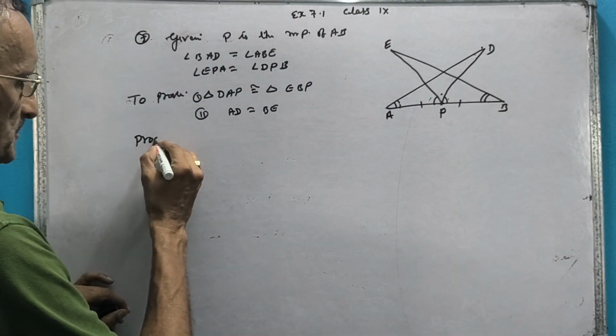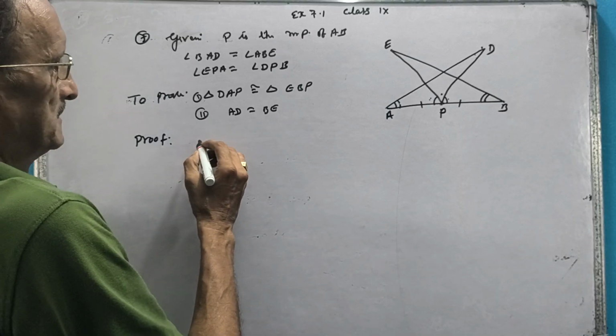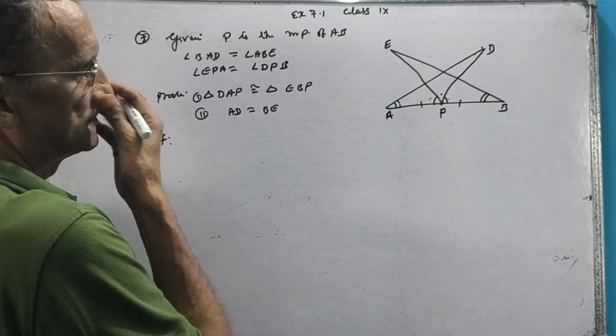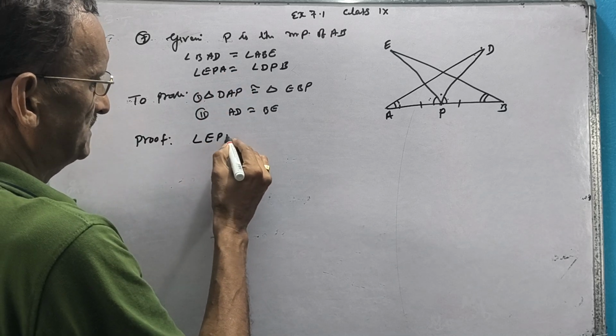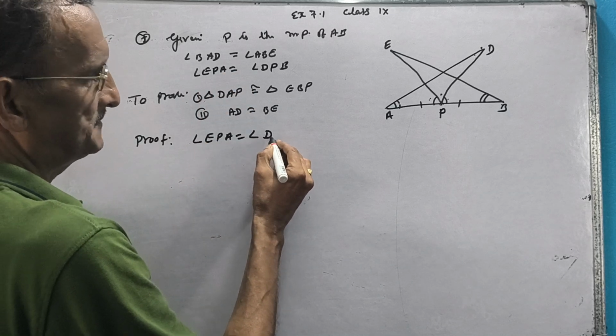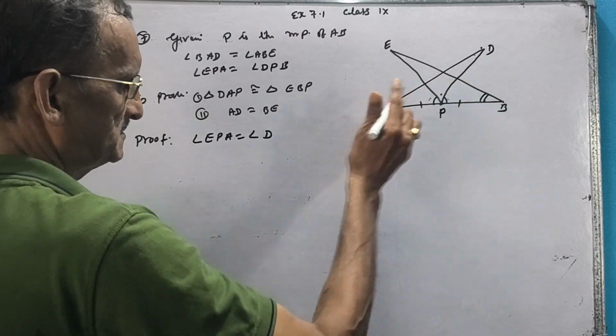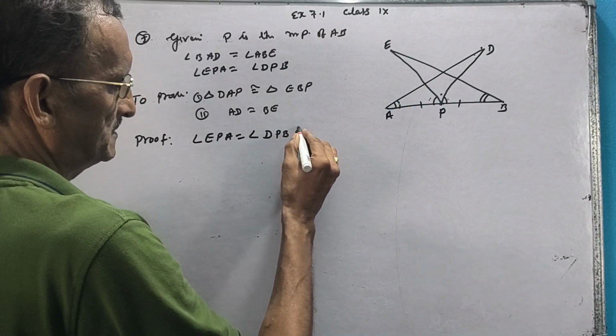To start the proof, first write down what you will write. Angle EPA is equal to angle DPB. This angle is equal to this angle DPB, given.